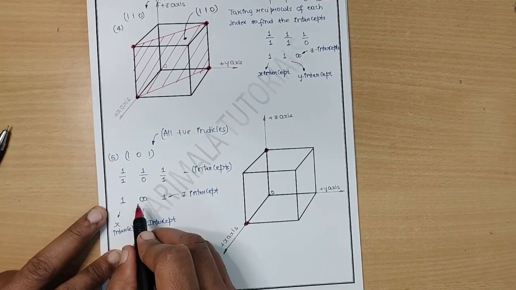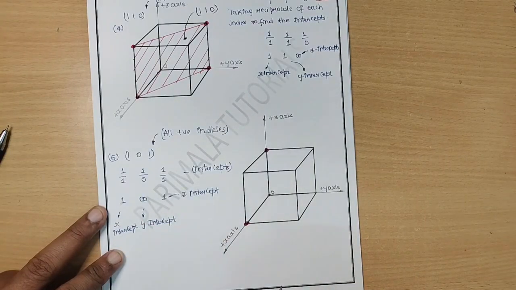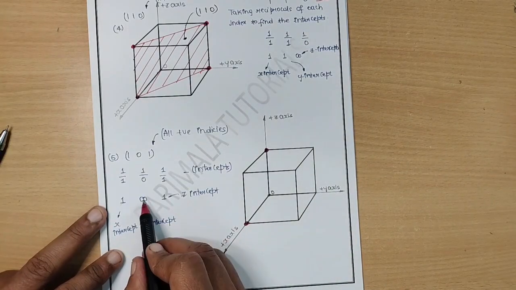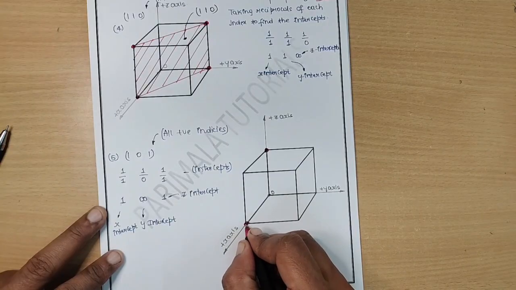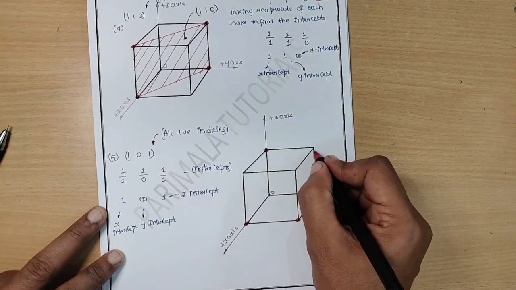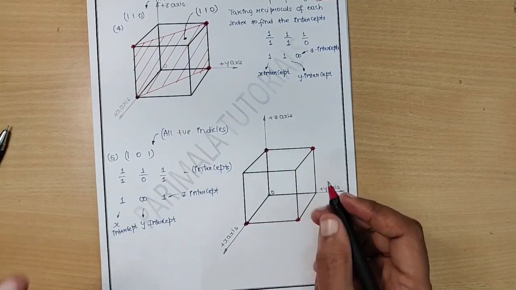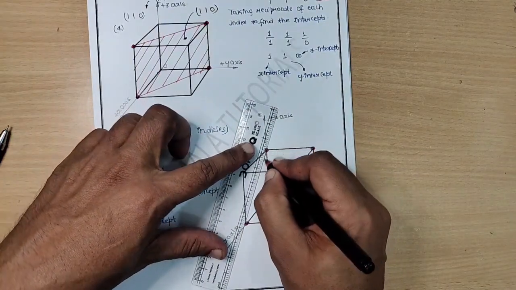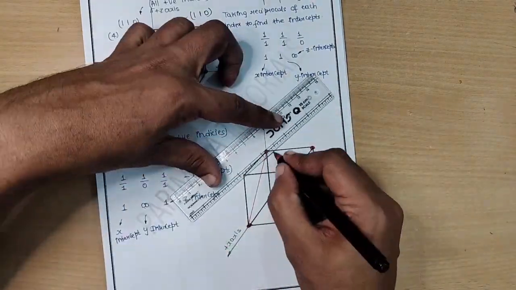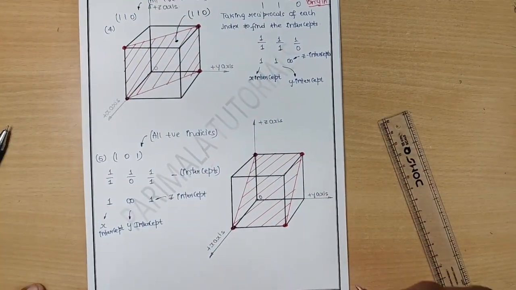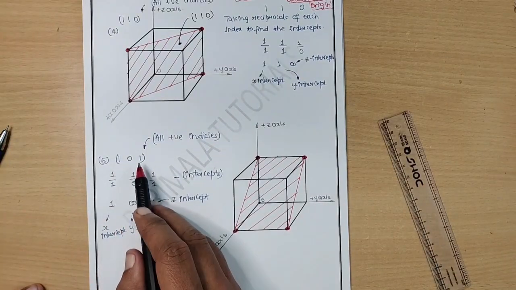Take care of infinity now. Infinity has to be drawn from the previous 2 points, not from the origin. I think now it is clear. So infinity is along the y-axis. So from here, shift 1 point here. From here, shift 1 point here. So we got 4 points here. So join the 4 points. This would be the plane diagram for the Miller Indices 101.